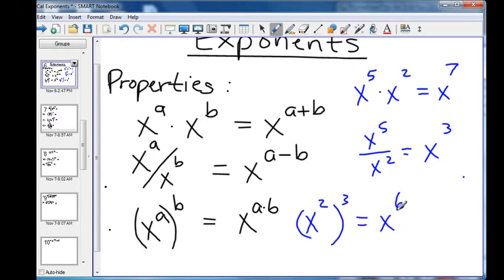The reason for that is cubed means times itself 3 times. So we get x squared times x squared times x squared, which if we add all those together using the first property, we get x to the 6th.